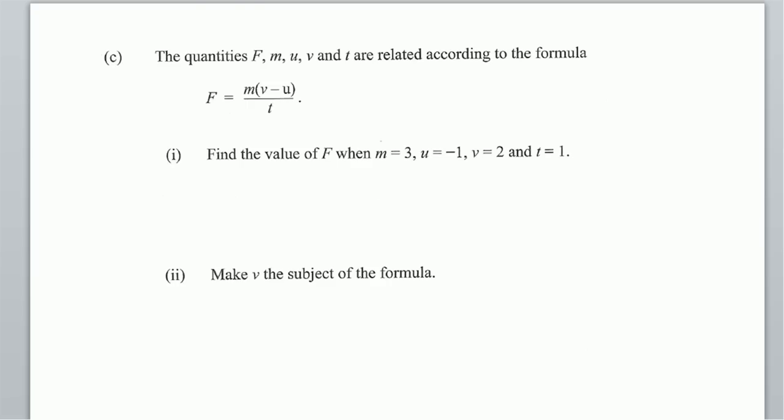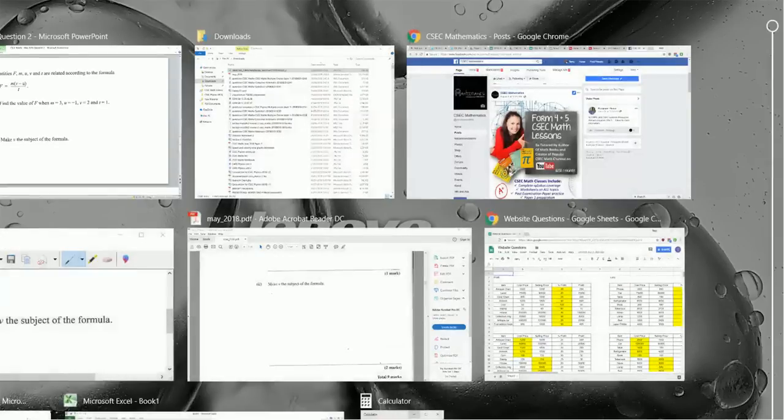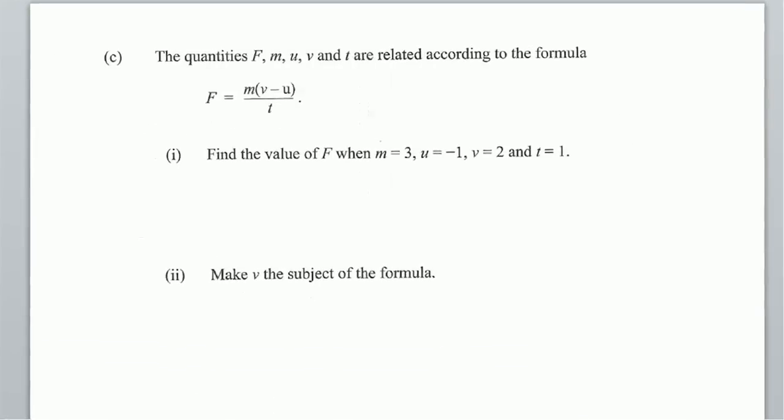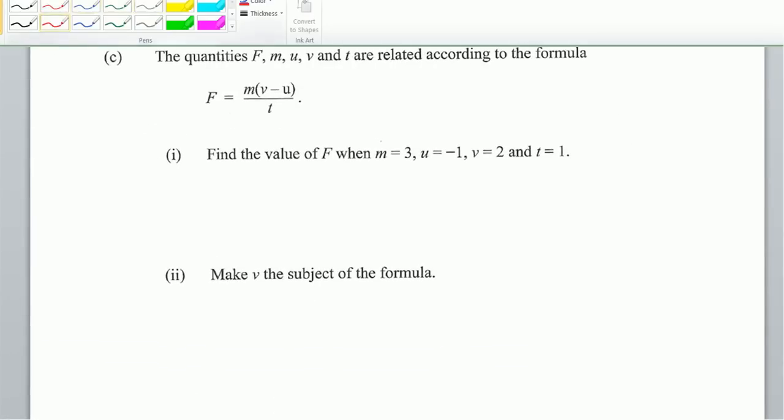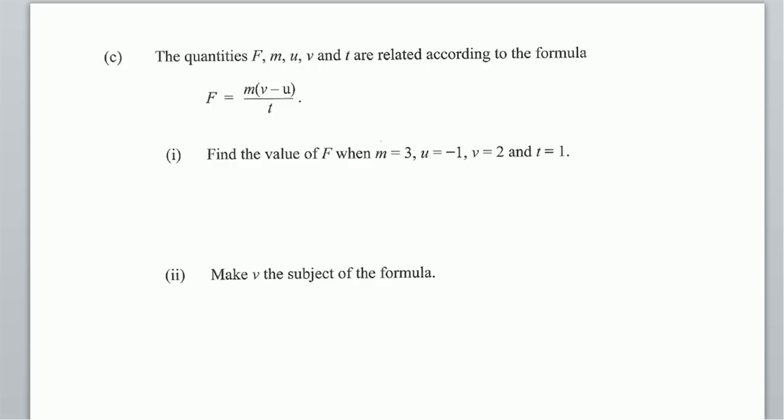So we have an equation here, right? This is a physics equation, Newton's second law. So we have F is equal to m open brackets v minus u all over t. And they want us to find the value of F when m is equal to 3, u is equal to minus 1, v is equal to 2, and t is equal to 1.